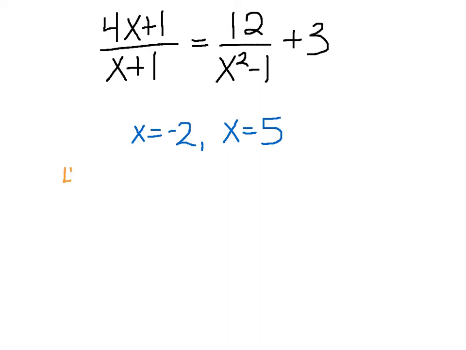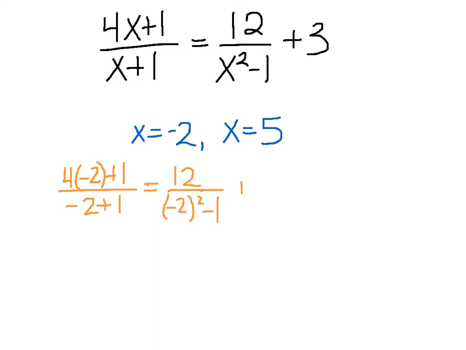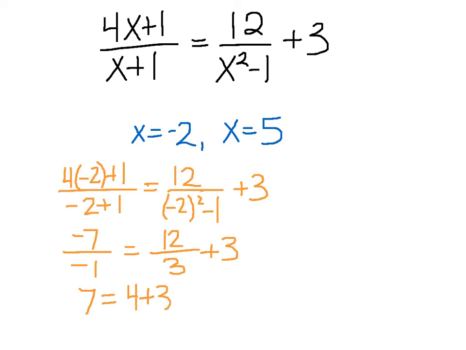So we have 4 times negative 2 plus 1 over negative 2 plus 1 equals 12 over negative 2 squared minus 1 plus 3. That's negative 8 plus 1 is negative 7 over negative 1 equals 12 over negative 2 squared is 4. 4 minus 1 is 3 plus 3. Negative 7 divided by negative 1 is 7 equals 12 divided by 3 is 4 plus 3, which equals 7. So we know that this works. X equals negative 2 is a solution.